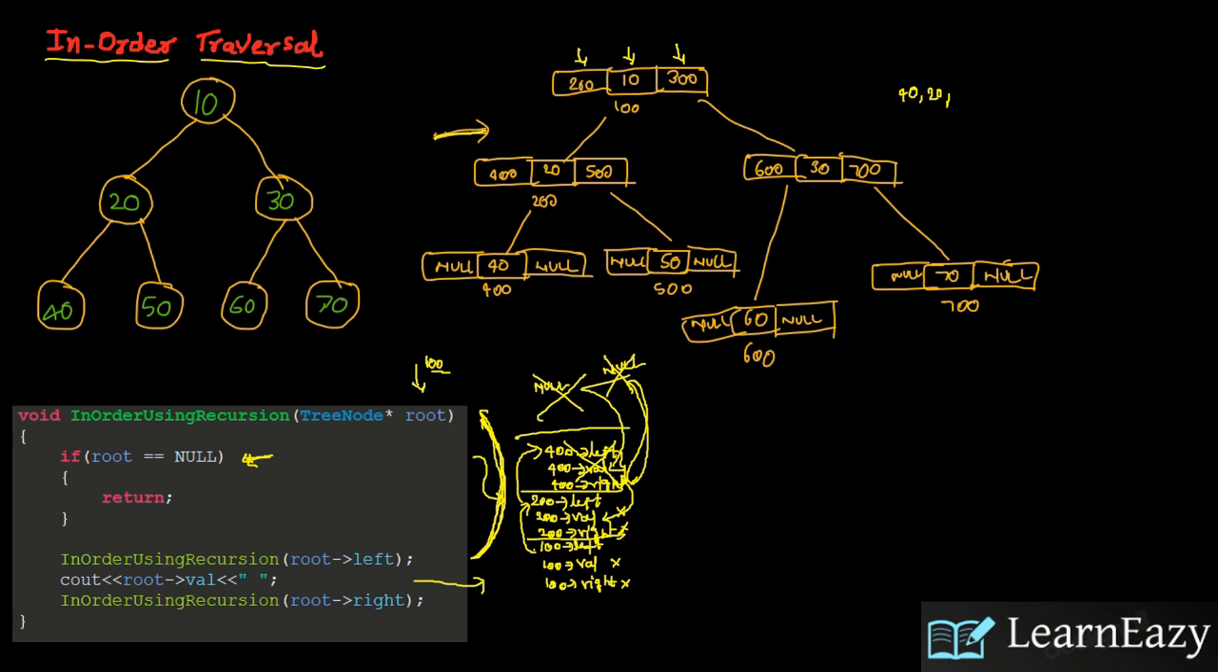So 200 right, again we need to pass it to the same function. 200 right is nothing but 500 left, 500 value, and 500 right.